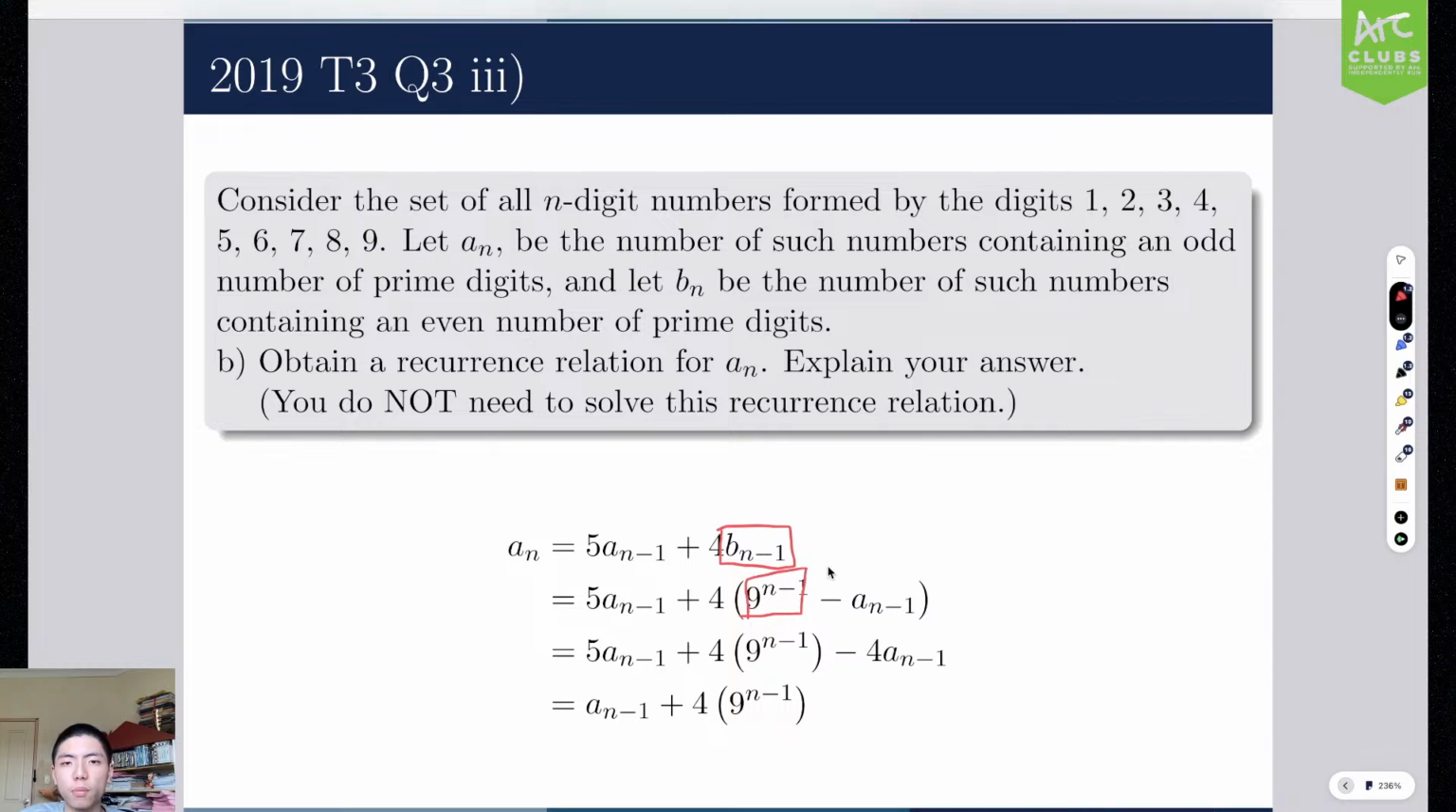So if it is 9 to the power of n minus 1, then that makes it so that the total, subtract a_{n-1}, gives us b_{n-1}. So b_{n-1} can be made in terms of a_{n-1}. So this recurrence relation can be purely made in terms of a. And if we were to rearrange, we would get something that looks like this. So we've just removed the b_{n-1} by using the fact that the total of a_{n-1} and b_{n-1} equals 9^{n-1}.